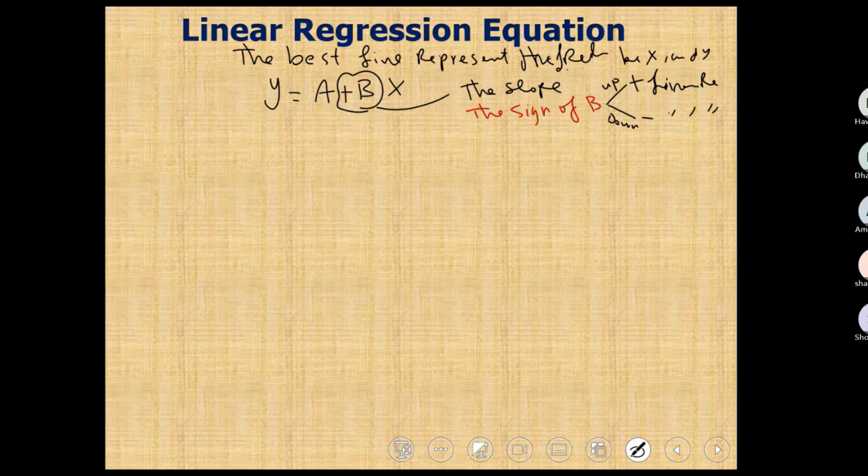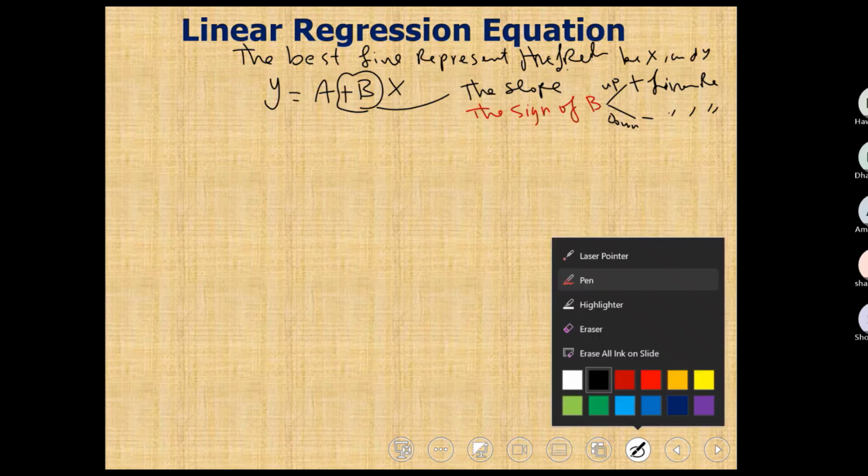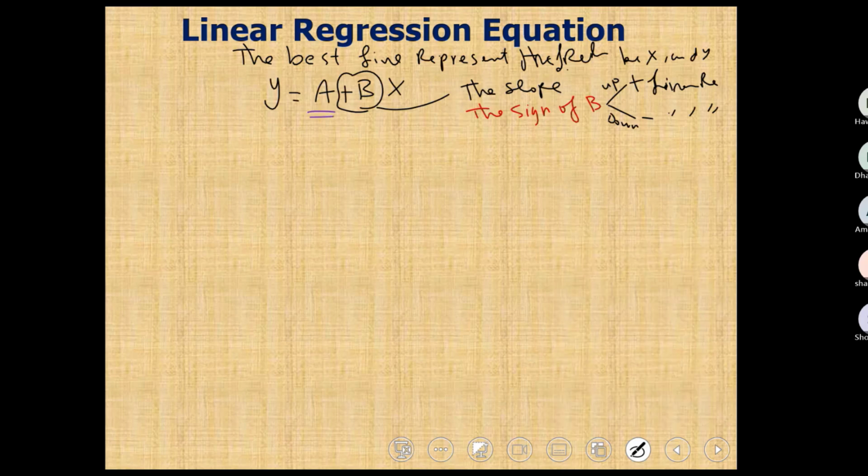Okay, now what about this one, a? We call a the y-intercept, the part cut from the y-axis. So if you have such a line, this exactly here is the value of a. So this is the y-intercept. What does y-intercept mean? It means at x equal to 0, your y will equal a.